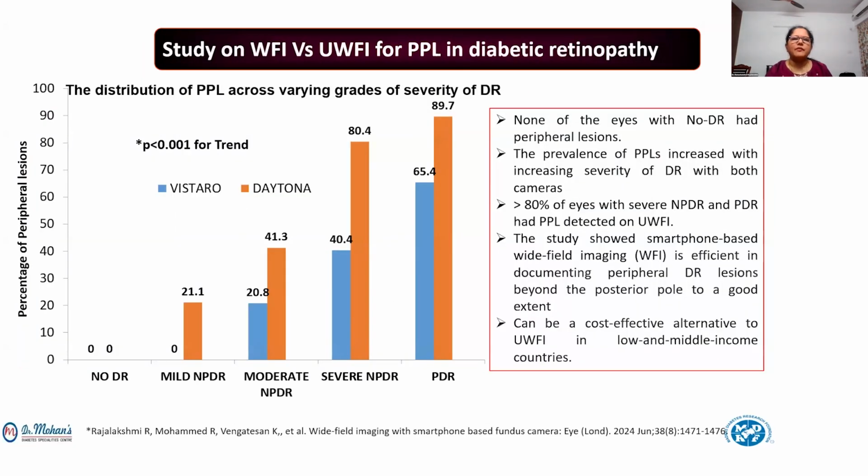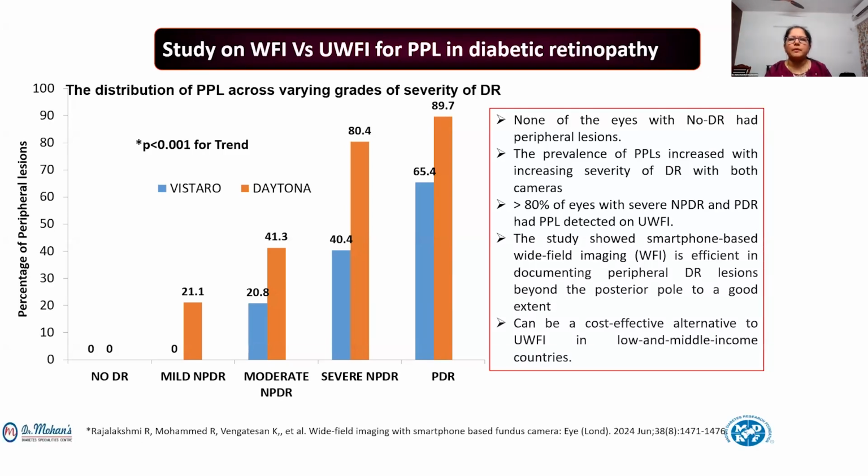So this is a graph which shows the distribution of PPLs in this study across the varying grades of severity of DR, with the Optos camera and the Diatenna Plus camera, showing the peripheral lesions seen. None of the no DRs had any peripheral lesions picked up on ultra wide field imaging, whereas even the mild NPDR started having peripheral lesions detected.